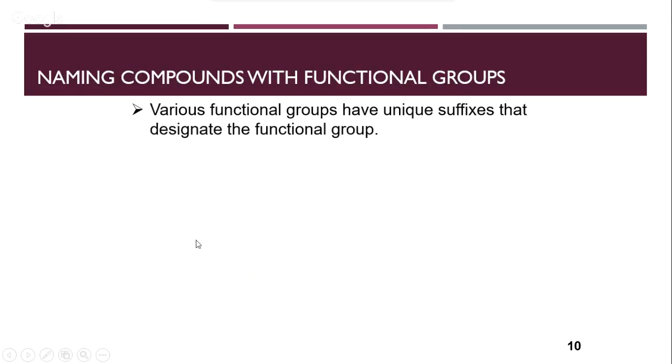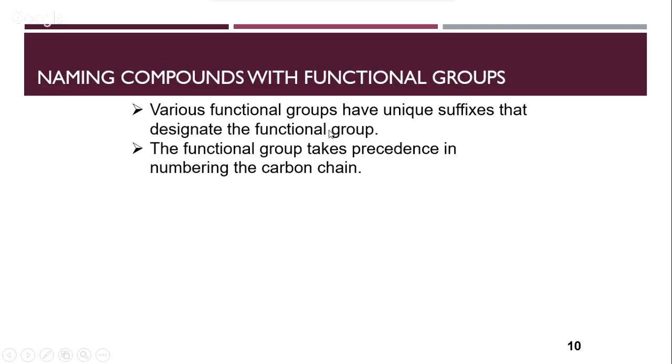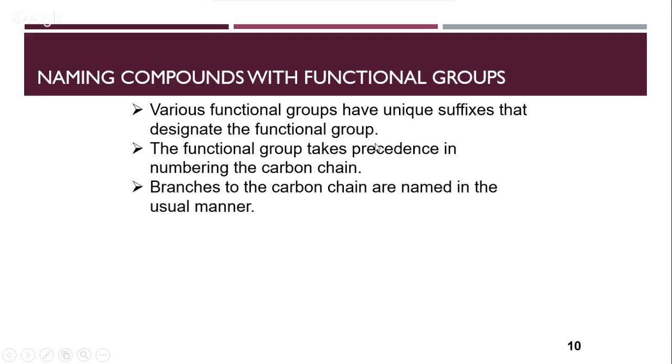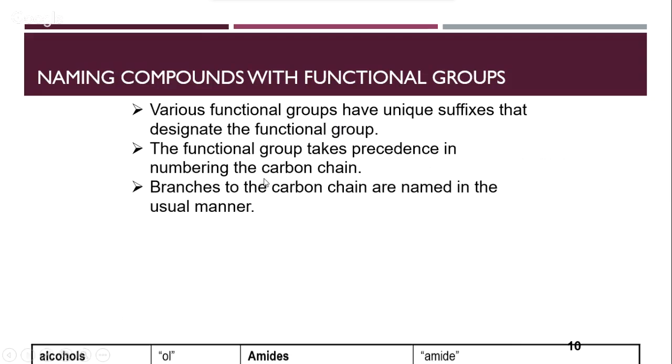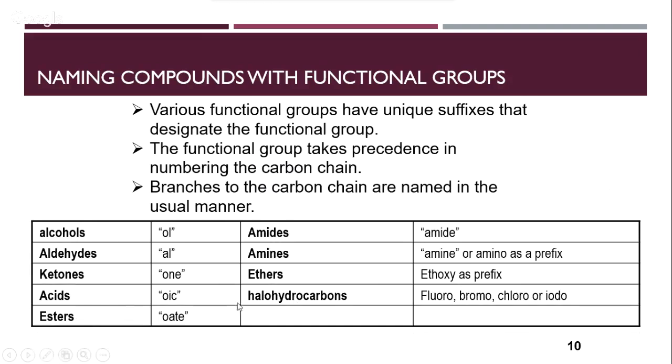Now various functional groups also come with unique suffixes, and these suffixes we have to take in some precedence, in some order. I have given you all the suffixes of different functional groups. For example, alcohols are with an ol, aldehydes with an al, ketones with an one, acids with an oic acid, esters with an oate.